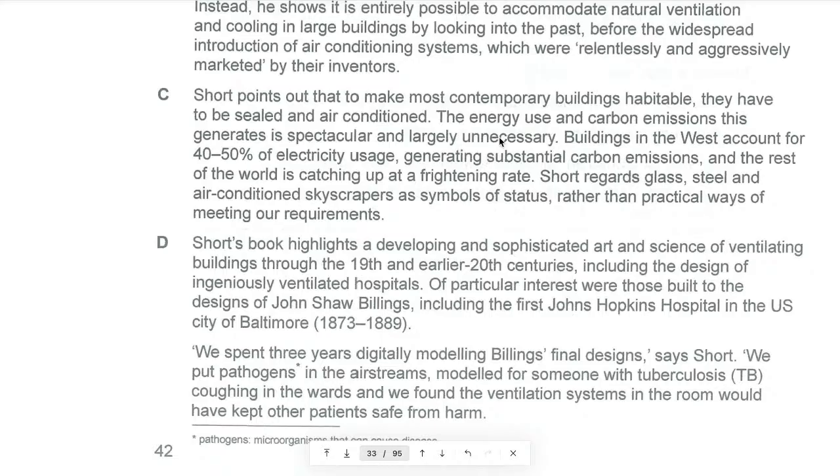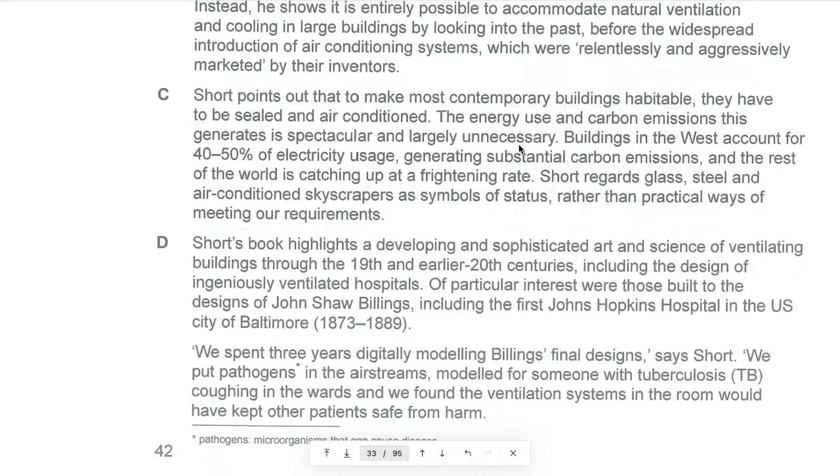The energy used and carbon emissions this generates is spectacular and largely unnecessary. What does that mean? The amounts of energy that we use and the carbon that we release, largely unnecessary.